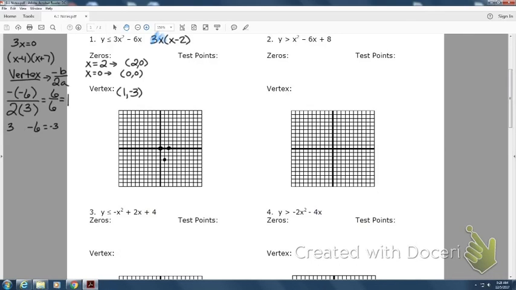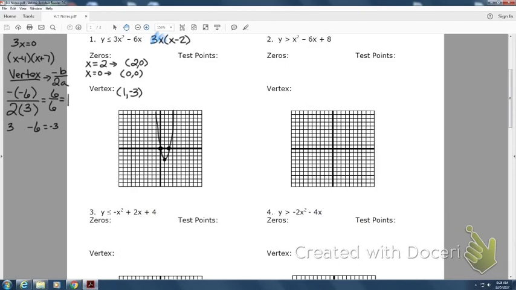So I've got my 2 roots. I've got my y-intercept, which is one of the roots. And I've got my vertex. So I can roughly graph that right there.